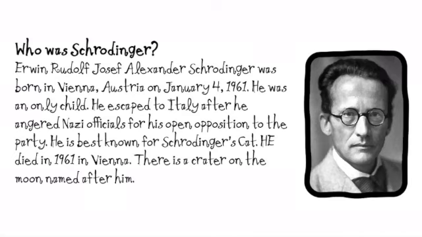Erwin Schrödinger was born in Vienna, Austria, on August 12, 1877. He was an only child. He escaped to Italy after he angered Nazi officials for his open opposition to the party. He is best known for Schrödinger's cat. He died in 1961 in Vienna. There is a crater on the moon named after him.